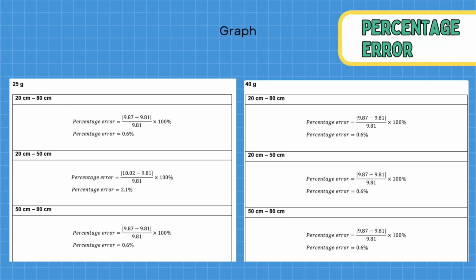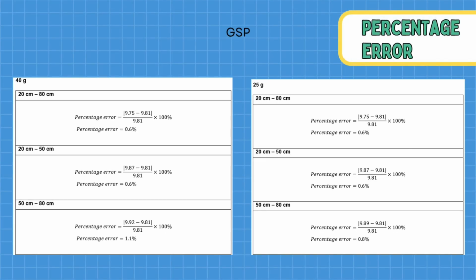Now I will explain the percentage error obtained from both the manual graphs and the GSP graph. The percentage error was calculated by comparing our experimental value of G with the accepted value of 9.81 meters per second squared. Using the formula shown on this slide, for the manual graph, the percentage errors range from 0.6% to 2.1%. For the GSP graph, the percentage errors range from 0.6 to 1.1%. Overall, all the percentage errors are below 3%, indicating that our experimental results are accurate and reliable.